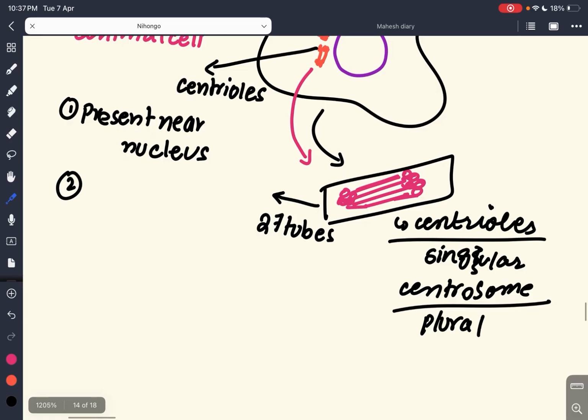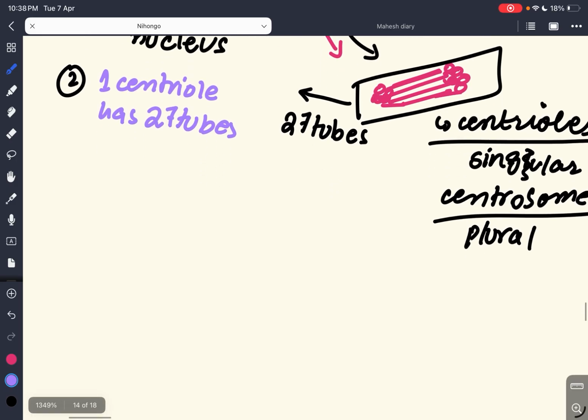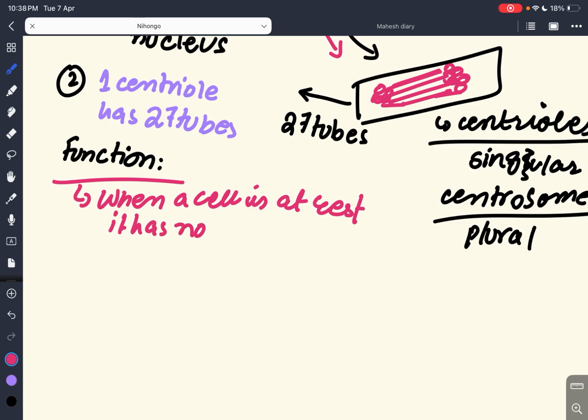See, it has no real function. It has no function when a cell is at rest. Okay, so let me just write it as well, whatever we were writing, that it has one centriole, has 27 tubes. This is something that you should know about it. And now if we talk about its function, finally, it has really no function when a cell is at rest. Okay, no function. ठीक है, कोई function नहीं होता है इसका.